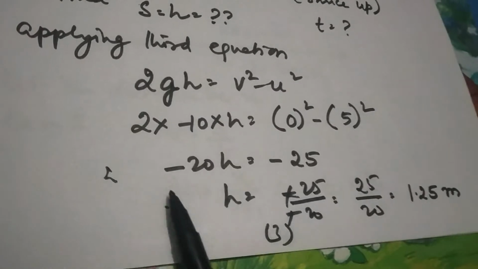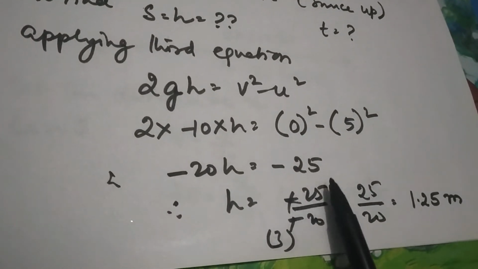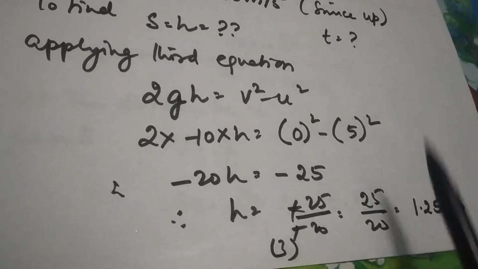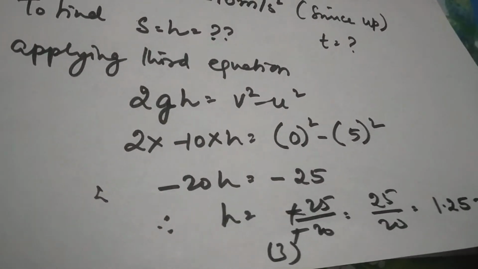So if you solve it, minus 20h is equal to minus 25. Solve it. h is equal to minus 25 by minus 20. So 25 by 20 becomes 1.25. Please follow the steps two or three times. I hope you will understand the way in which I have done the question.